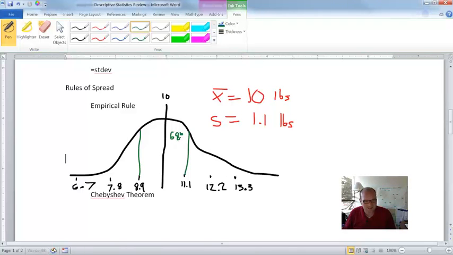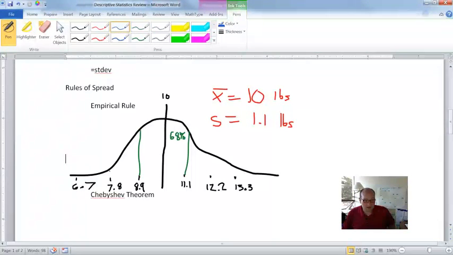The 68% isn't the 68th percentile, so don't be confused by those two things. 68% is different than the 68th percentile. The 68th percentile means that there's 68% smaller and 32% bigger. 68% means that of all the observations, of all the babies, 68% are between 8.9, one standard deviation smaller than 10, and 11.1, one standard deviation bigger than 10. 68% of all babies fall between there.